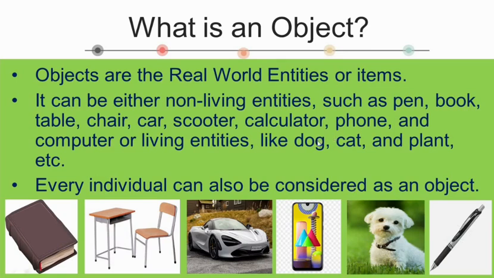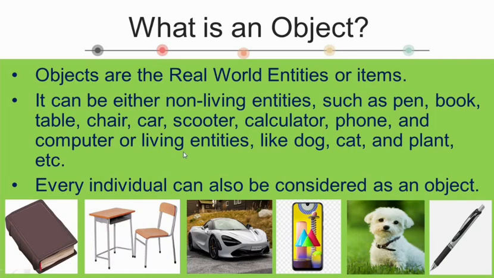In the same manner, students, other non-living entities can be a book. This book is also an object. The book that you have is also an object in this real world. The table, the chair you're sitting on, all these are objects in the real world. A car is an object, a scooter is an object, a calculator, a mobile phone is an object. And a computer is also an object.